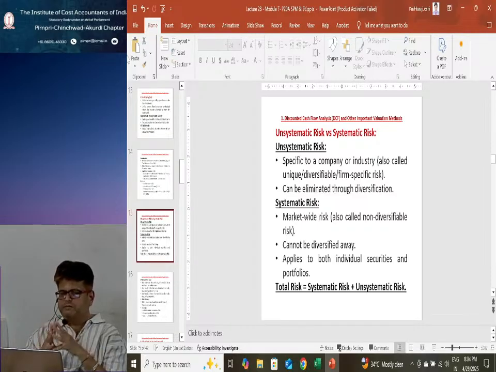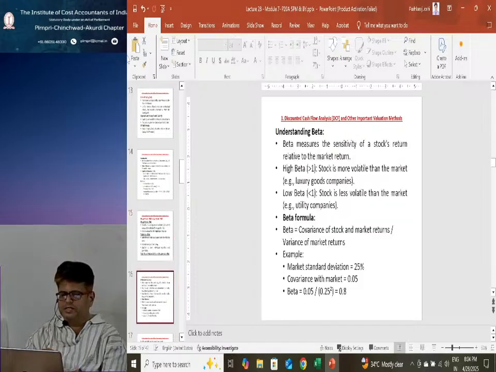Then we saw the distinction between unsystematic risk and systematic risk. Unsystematic risk is specific to an industry or company and hence is also called unique, diversifiable or firm-specific risk. It can be eliminated through risk diversification. Systematic risk involves market-wide risk, also called non-diversifiable risk; it cannot be diversified away and applies to both individual securities and portfolios. Total risk is always equal to systematic risk plus unsystematic risk.